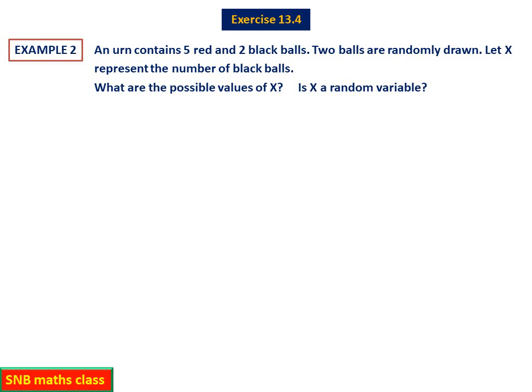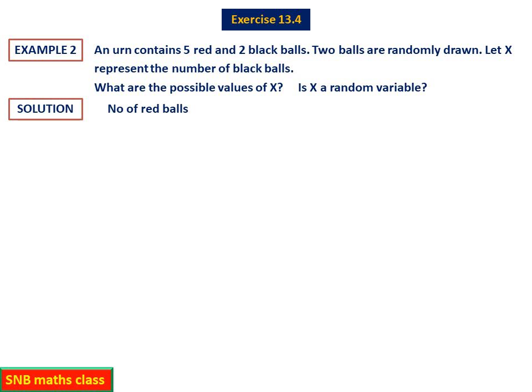So let us take exercise 13.4. There are a few examples on random variable only. Example 2. An urn contains 5 red and 2 black balls. 2 balls are randomly drawn. Let X represent the number of black balls. What are the possible values of X? Is X a random variable? So let us solve it.